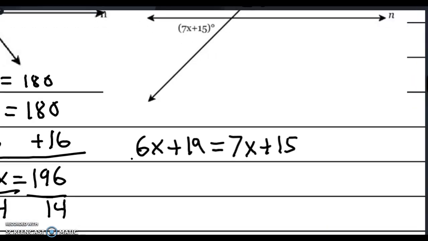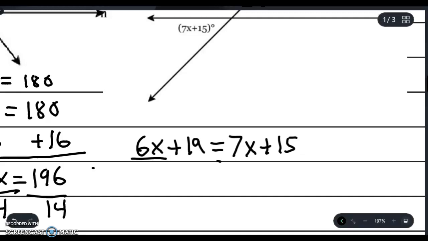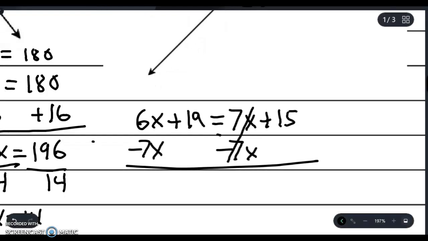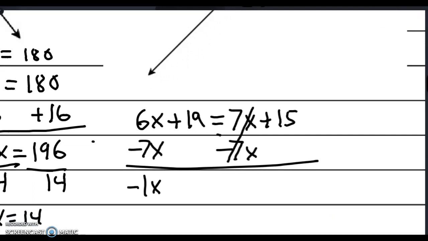Alright, so now I'm going to find my like terms. And actually what I'm going to do, since there's no like terms on the same side here, I'm going to move my variable to the left, so I'm going to subtract 7x on both sides. And my 7x is going to cancel out. And here 6x and a negative 7x is a negative 1x. And bring everything else down. 19 is equal to 15.